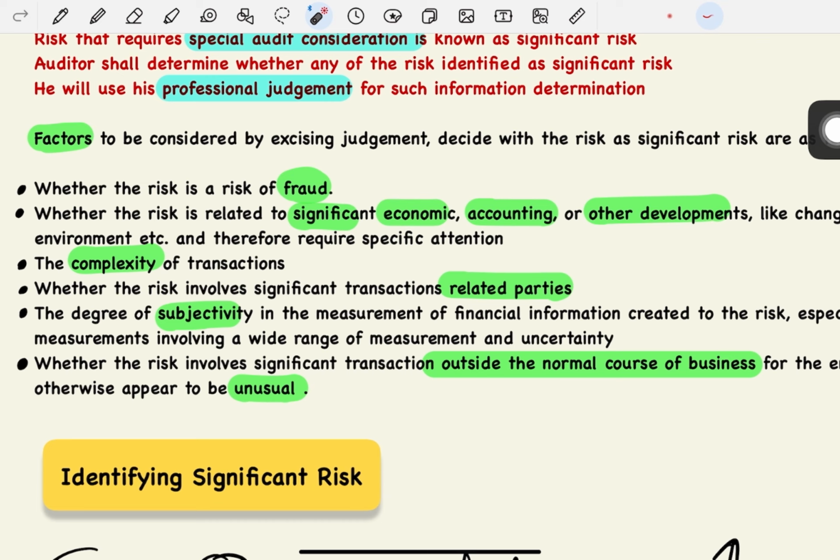First, he will check whether the risk is a risk of fraud. If it is a risk of fraud, then it is a significant risk. He will check whether the risk is related to significant economic, accounting or other developments. If so, then it is a significant risk. The complexity of transactions: for example, the risk he has detected involves complex transactions. In that case, it is a significant risk. Risk involves significant transactions with related parties. So whatever risk is involved in related party transactions is also a significant risk. Degree of subjectivity in measurement of financial information related to the risk.